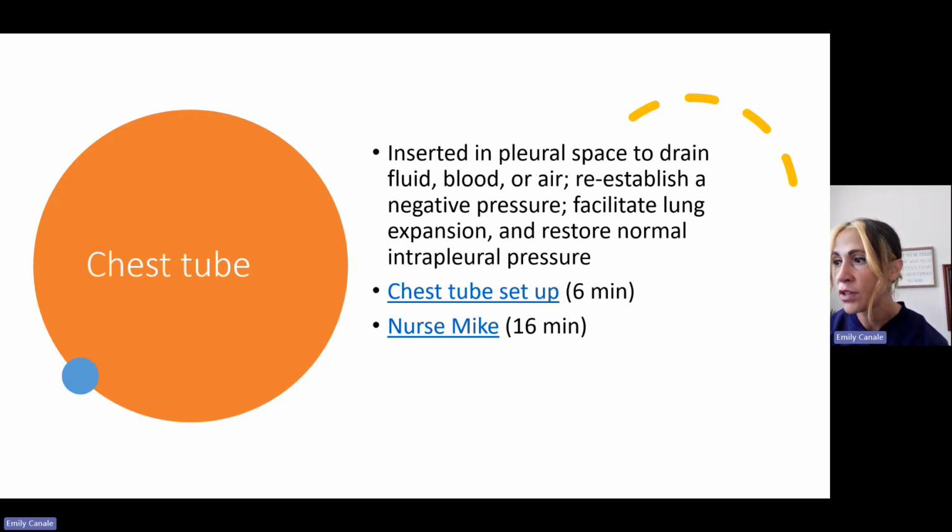It flows into a collection chamber. There's a water seal and there's a suction. The collection chamber is where that fluid or the air accumulates. And the water seal acts like a one-way valve. So it allows for the removal of it, but it doesn't let it go back into the lungs. That's why it's one way. Initially, suction is applied because we want to re-expand the lung. As the lung heals, then we can turn the suction off.